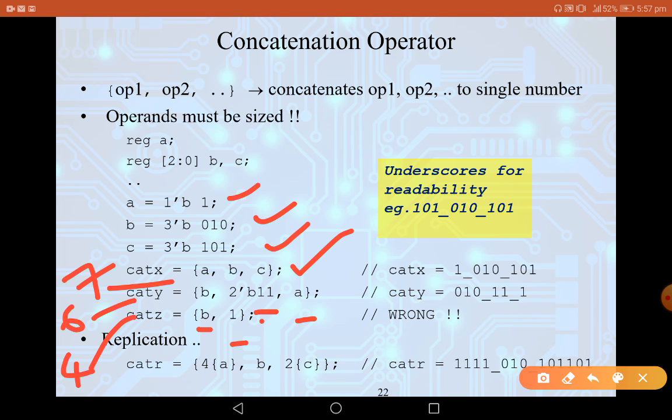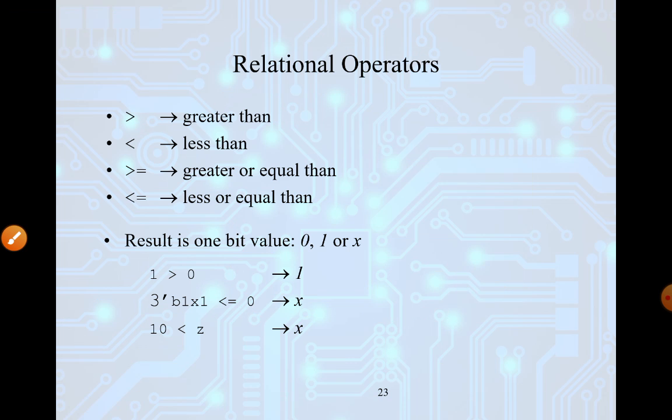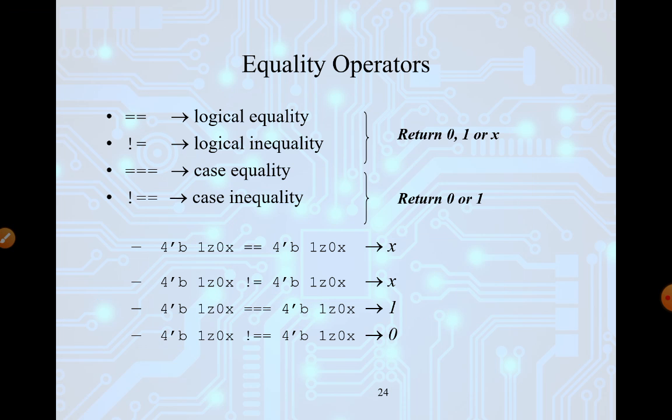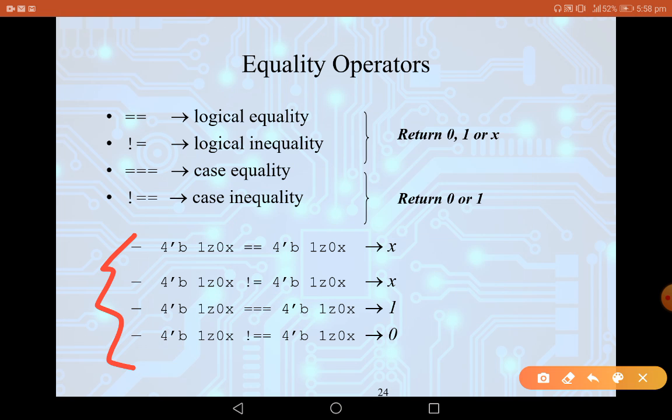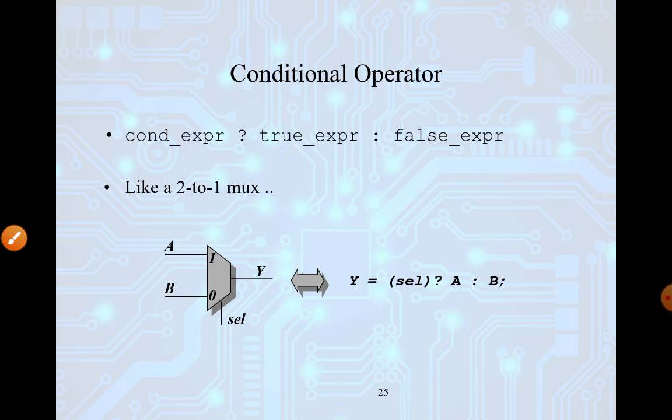So you can calculate the different bit widths. Also there are relational operators: greater than, less than, greater than or equal to, less than or equal to, etc. The output will be 1 or 0: 1 is true or yes, 0 is false. Then equality operators: logical equality, inequality, case equality, inequality, all those things. You have examples here; they are very self-explanatory.